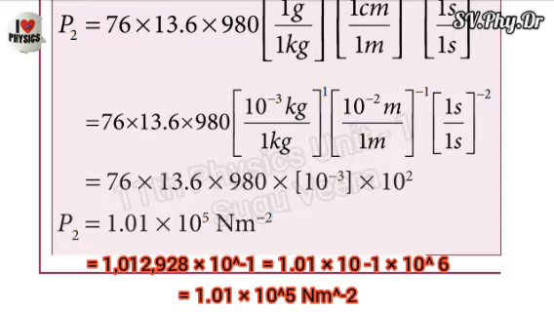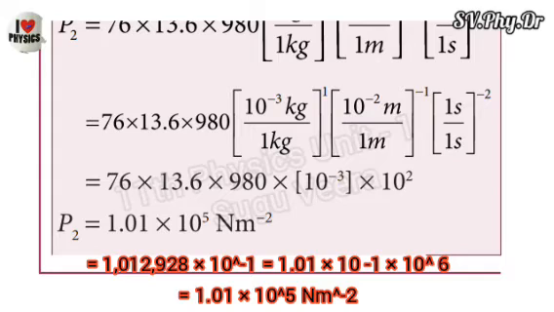So rewritten, it is 1.01 into 10 to the power of minus 1 into 10 to the power of plus 6. So the power is 6 minus 1, 10 to the power of 5. So the last answer P2 is equal to 1.01 into 10 to the power of plus 5 Newton per meter square. That means the unit of pressure is Newton per meter square.